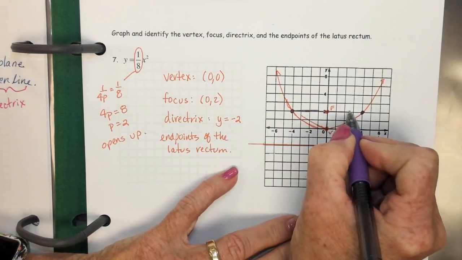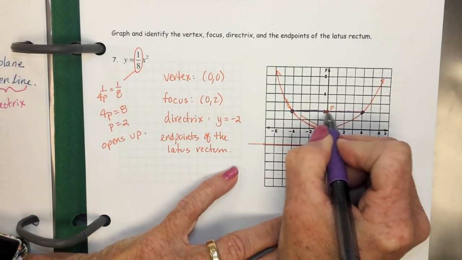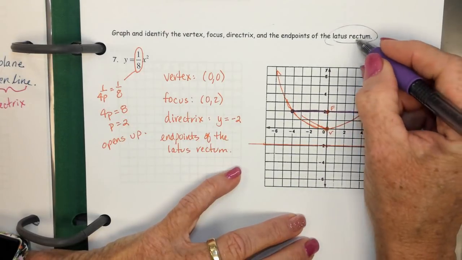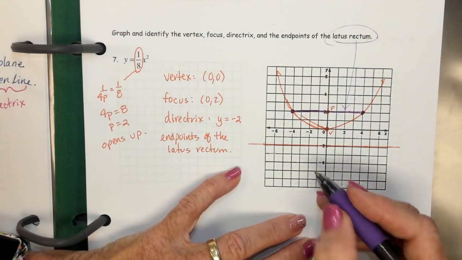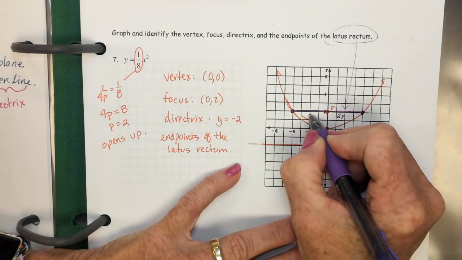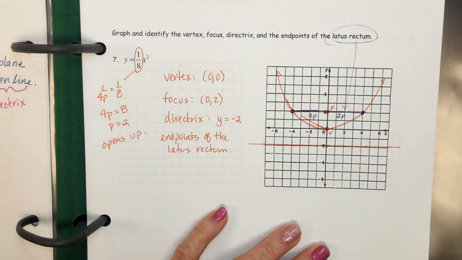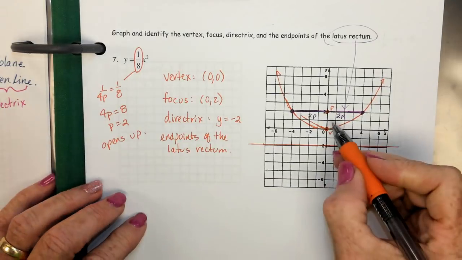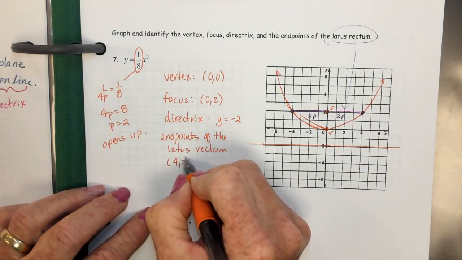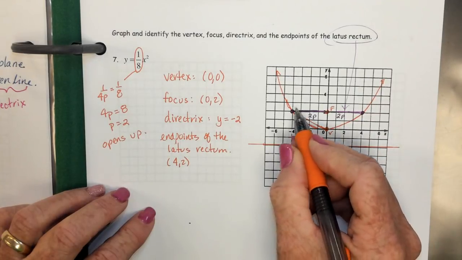This segment right here is the latus rectum. The distance on either side of the focus is 2p. So when we look, the endpoints of the latus rectum are at (4, 2) and at (-4, 2).